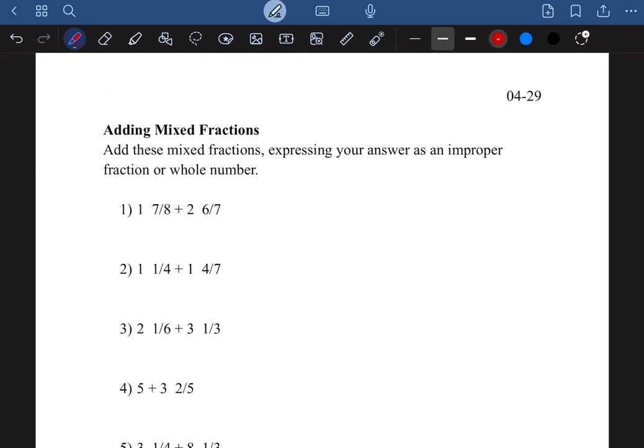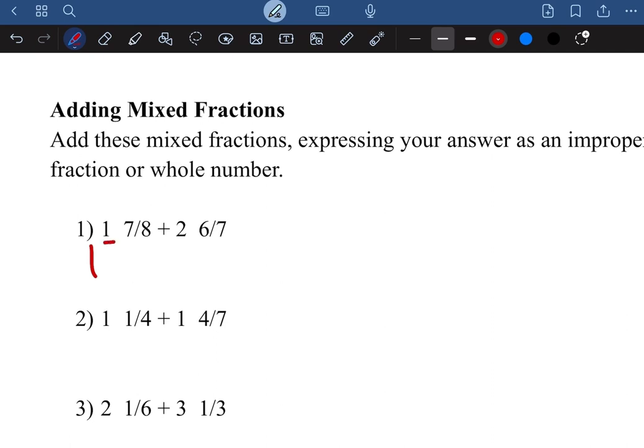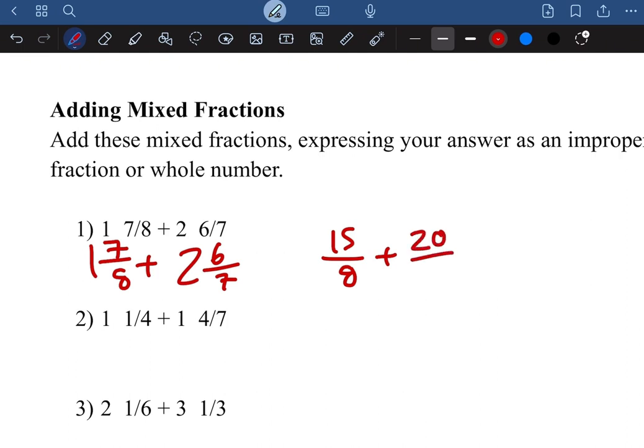Adding mixed fractions. Add these mixed fractions, expressing your answer as an improper fraction or a whole number. So number 1, we have 1 and 7 over 8, plus 2 and 6/7. First, we're going to convert this into an improper fraction like we did in the first part. 1 and 7 over 8 is the same thing as 15 over 8. And 2 and 6 over 7 is the same thing as 20 over 7.